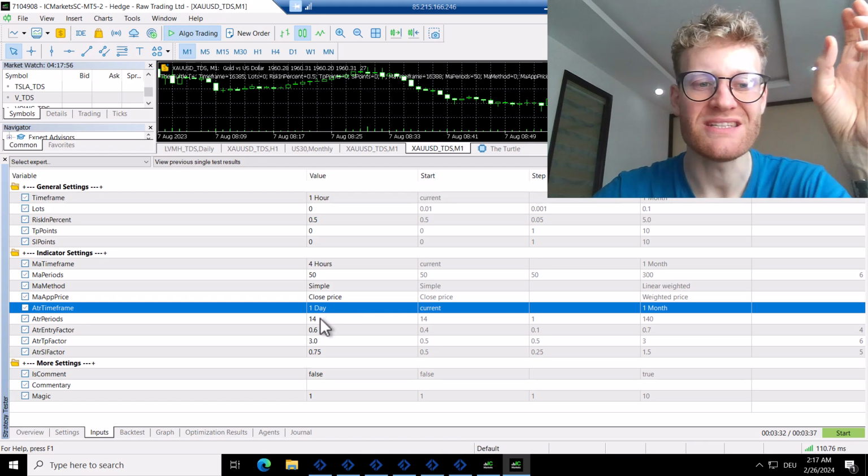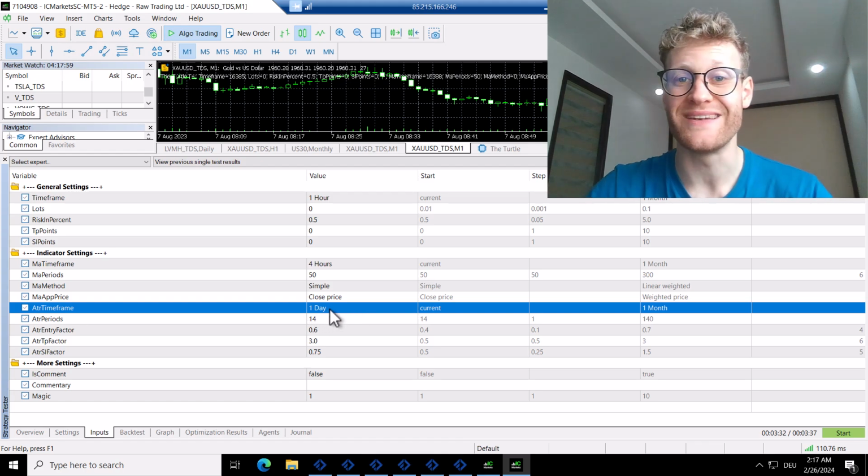And then we have the ATR time frame. The ATR time frame is the daily time frame.